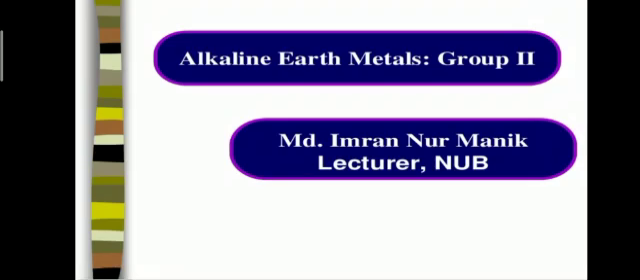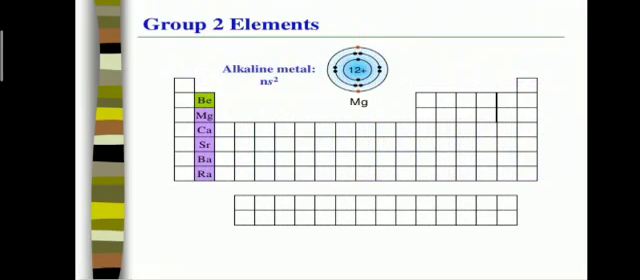Now, what are alkaline earth metals? The elements of group 2A are called alkaline earth metals. You can see here in the periodic table that group 2 belongs to alkaline earth metals. The elements are beryllium, magnesium, calcium, strontium, barium and radium. The subshell here in alkaline earth metals is also s. They also have low ionization energies, but they belong to group 2A.